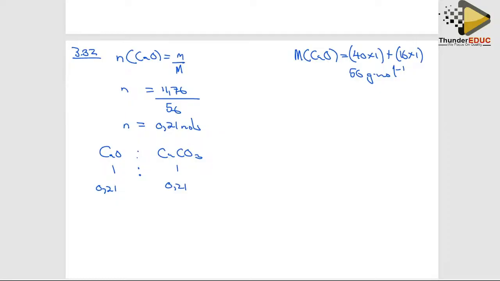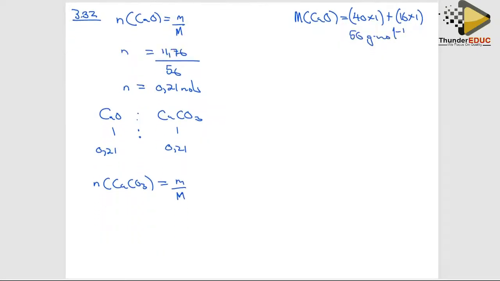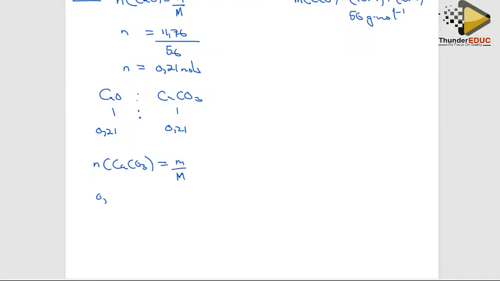Then I'm going to say the number of moles of calcium carbonate is equivalent to M all over M. We're looking for the mass. So I substitute the number of moles with 0.21, over the molar mass of calcium carbonate. Calcium has a mass of 40 multiplied by 1, plus, in brackets, carbon is 12 multiplied by 1, because I have only one carbon, plus oxygen, 16 multiplied by 3.